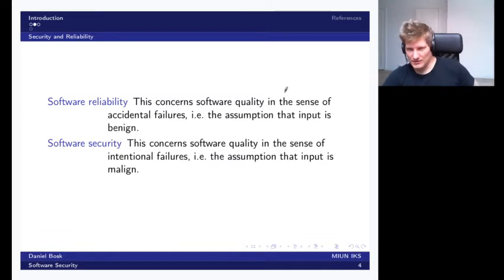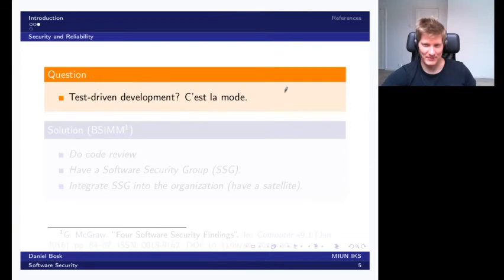Software security, on the other hand, is quality in the sense of intentional failures. Here we must assume that the input is malign, so someone designed this input to try to mess with our program in some particular way. So this is probably what the teaching assistant would do to your program when they are testing if it's working or not, if you have a malicious teaching assistant.